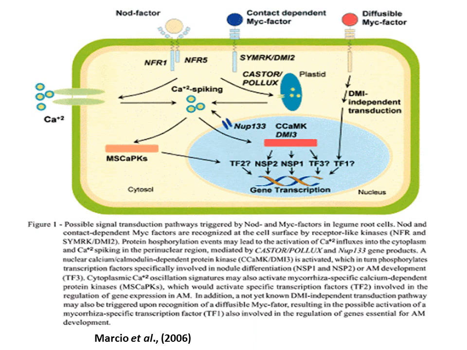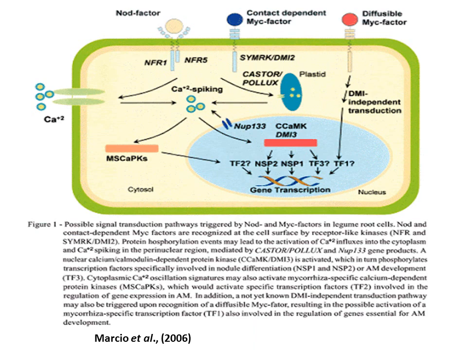Which are those? There is an activation of calcium influx into the cytoplasm, and calcium spiking in the perinuclear region happens. This is mediated by certain genes called CASTOR, POLLUX, and NUP133. The products of these genes are involved in the formation of ion channels.